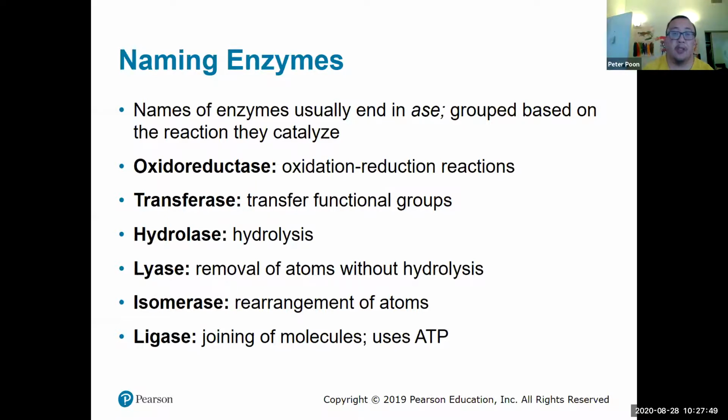So these are how enzymes are named. They're named pretty logically. Oxidoreductase, oxidation reduction, transferase. First of all, enzymes end in -ase. The only exceptions to that rule are really old enzymes that were discovered before this rule was invented. Basically, all of these are named after what they do. Isomerase makes isomers, right? Rearrangements of atoms are called isomers.